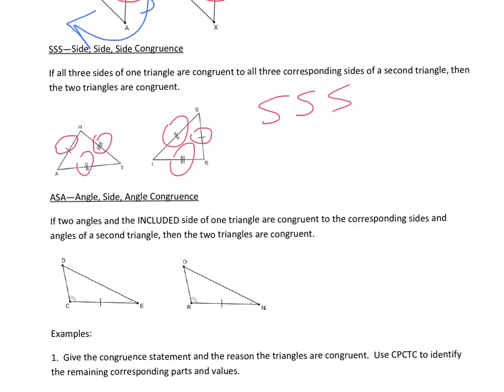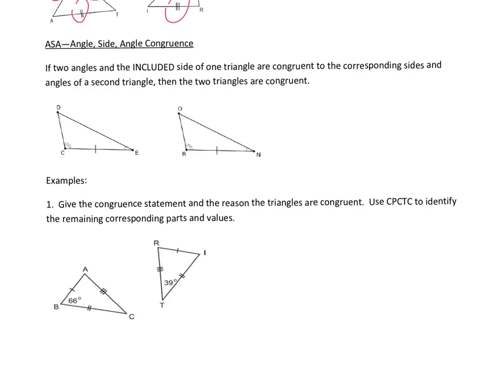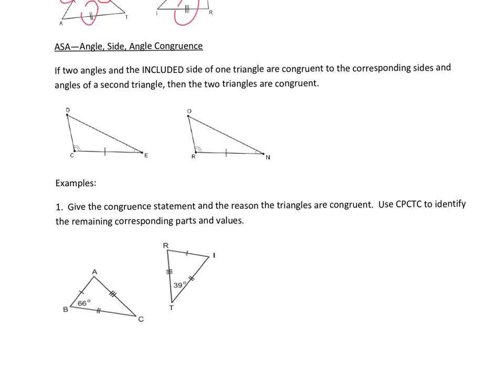If we go to the next one, or the last one in this section that we're going to use, it's ASA. So if I look at ASA, angle, side, then angle, now we have the included side. Notice the S is between the 2 A's. And look at our picture here. I have angle C is congruent to angle R. Okay, and then I have a side CE is congruent to side RN.